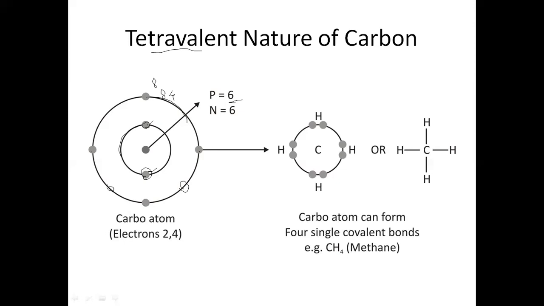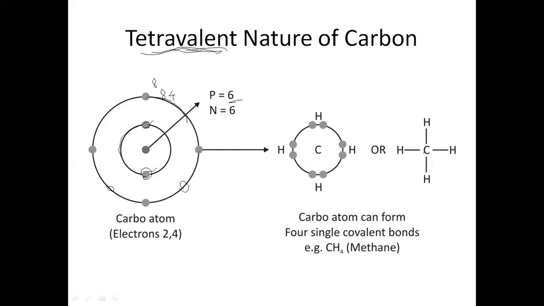So for becoming stable, either carbon donates 4 electrons or carbon accepts 4 electrons from other compounds. This donating and accepting of electrons is known as valency. As carbon needs 4 electrons, carbon is known as a tetravalent compound. We know that 4 is known as tetra. So the valency of carbon is 4. Carbon needs 4 electrons, that's why carbon is tetravalent.